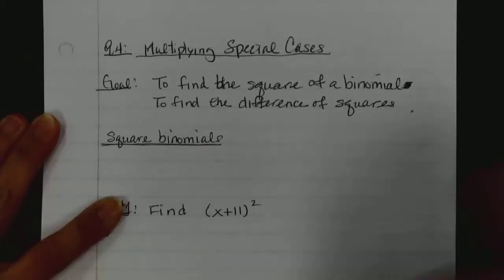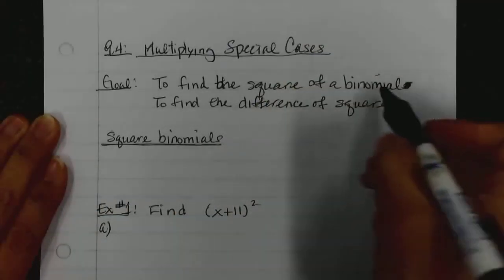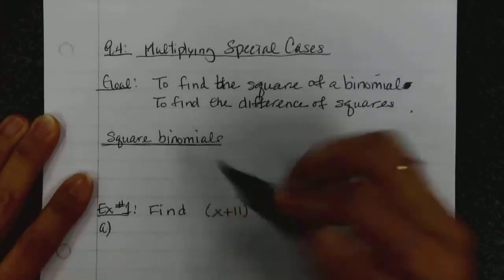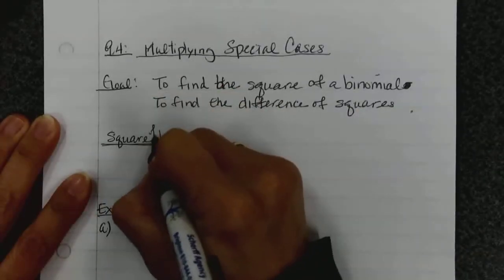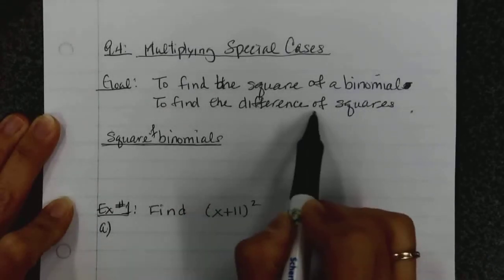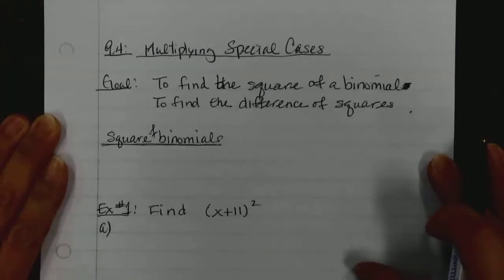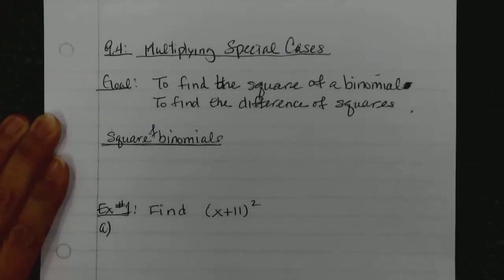4 is multiplying special cases. So your goal for today is to find the square of binomials, and we'll talk about that a little bit down here. Square of binomials, and then we're going to find the difference of squares. This is like what we did in 9.3, where we multiply binomials using the FOIL method or distributing method, which is the same thing.